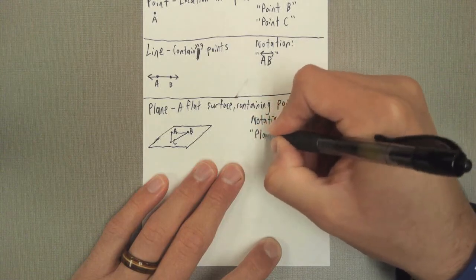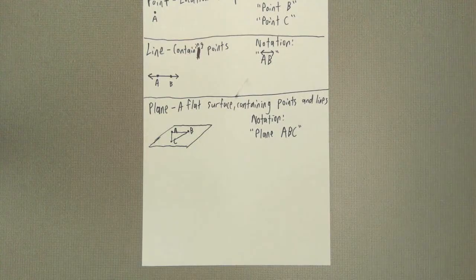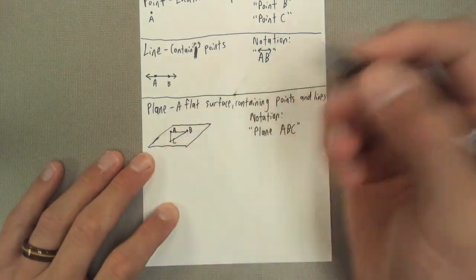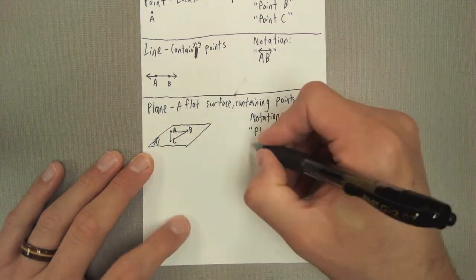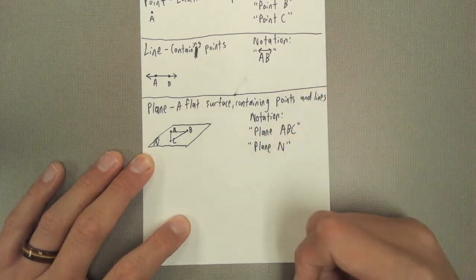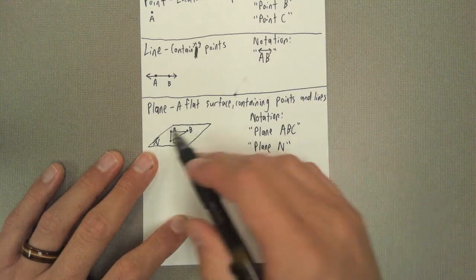Okay, I could say plane ABC. All right, now the other thing you might see with planes is that you have a little letter in the corner. For example, N. Now N's not a point, but we could also call this plane N. So if you see something like that in the corner, it's referring to the plane.